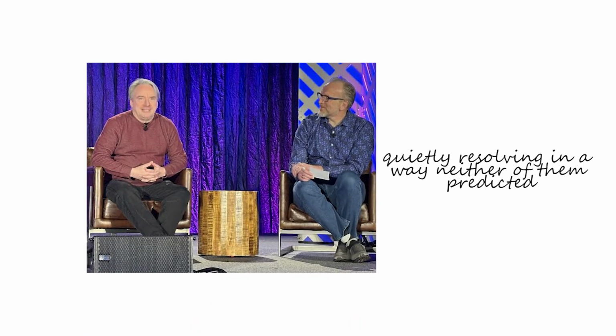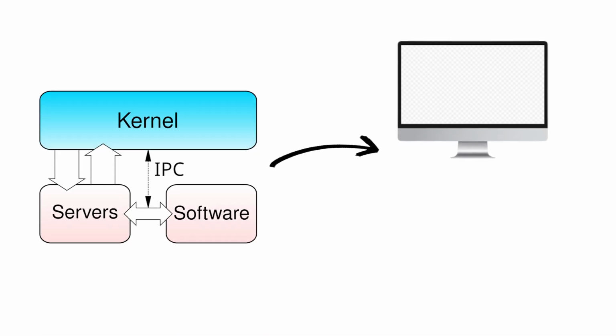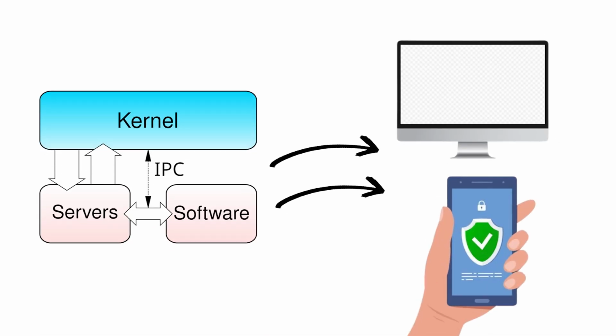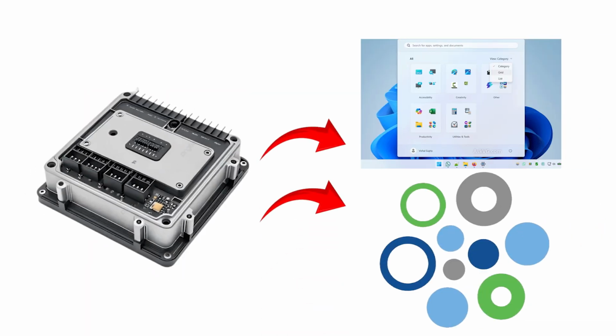30 years later, the argument is quietly resolving in a way neither of them predicted. Microkernels did win, just not on desktops. They run inside the secure enclave of your phone, inside automotive controllers, and inside the newest system on this list.